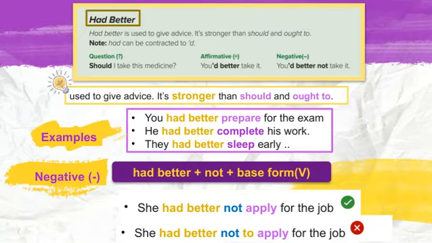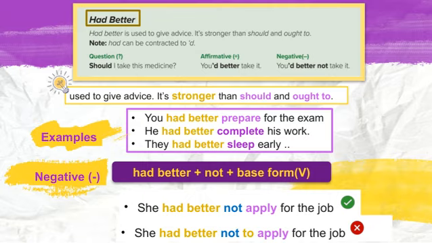Now let's look at how we use had better with a negative form. When giving advice and you want to strongly suggest that someone should not do something, you use had better not followed by the base form of the verb. For example, you might say, "She had better not apply for the job."